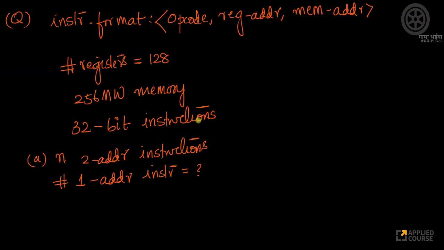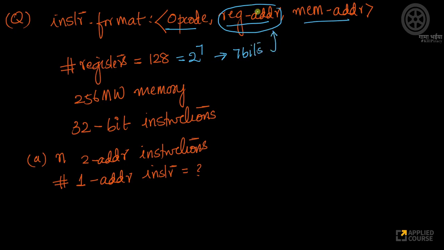Okay. So let's look at one more example here. Imagine that we are given an instruction format like this, where you have opcode followed by register address followed by memory address. If I have lots of registers, I might want to refer to registers also with addresses. So here it says I have 128 registers. To represent these 128 registers, I need 2 power 7. So 128 is 2 power 7, which means I need 7 bits in this register address. So this implies the register address field is 7 bits.